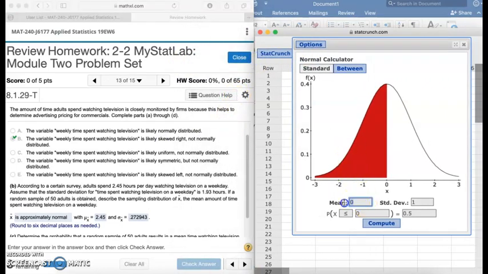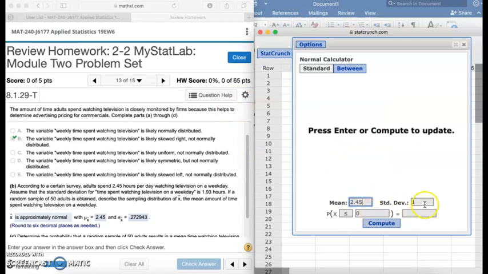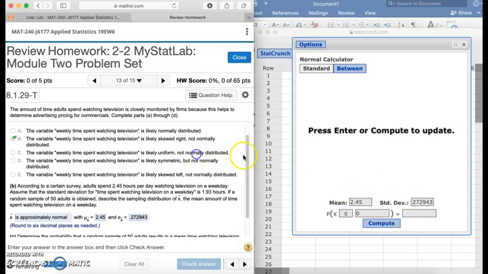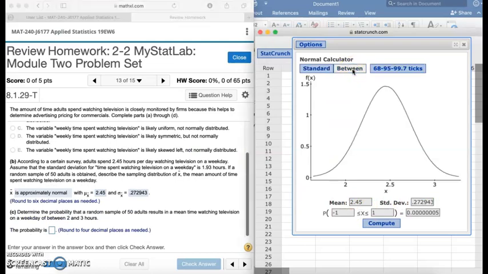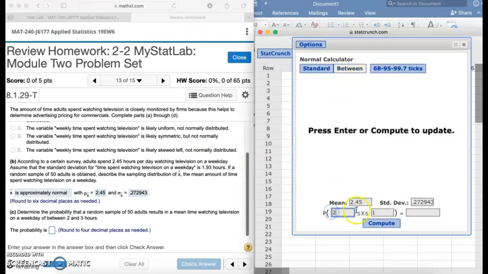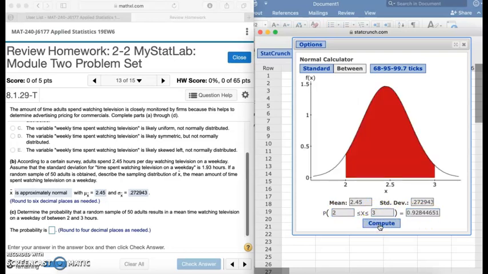We're going to put our mean is 2.45 and our sample standard deviation is 0.272943. And in this case, we're actually looking for the probability in between two numbers. So we're going to click on between, and we're going to put in our 2 and our 3 here, and we're going to click compute.